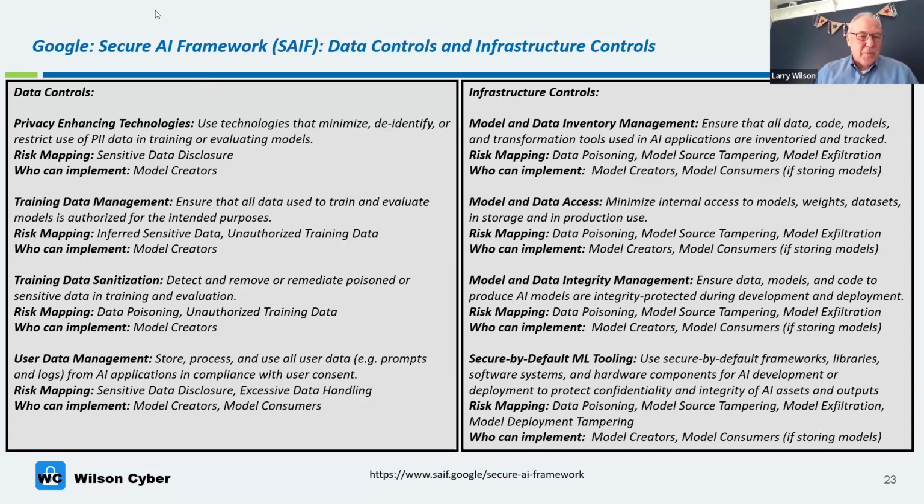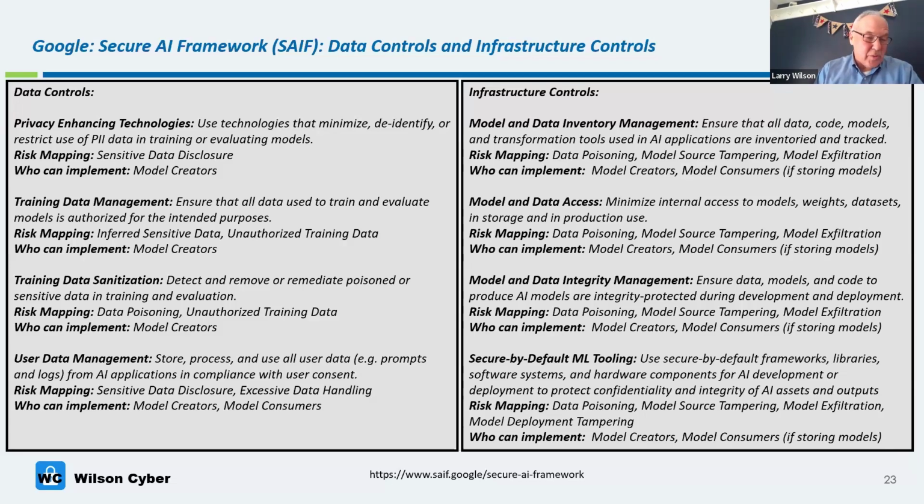So the control for privacy enhancing technology says use technologies that minimize, de-identify, or restrict the use of PII data in training or in evaluation. The mapping is to what we just talked about, sensitive data disclosure, and who can implement. This is also a good thing for Google. They say in this case, the model creator or the developer can implement. We have training data management: ensure that all data used to train and evaluate the models is authorized for the intended purpose.